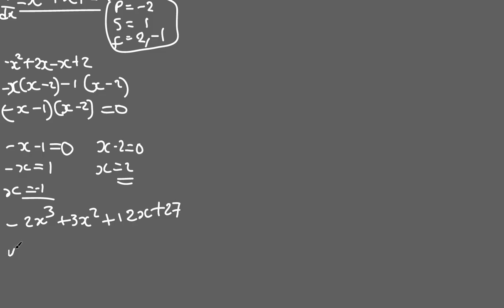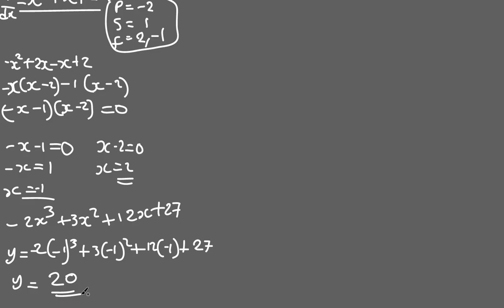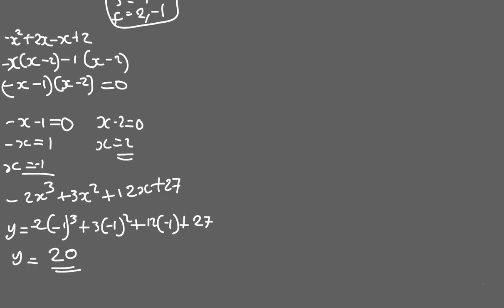Then we can say y is equal to -2. So here where there is x, we fuse in -1. Everywhere we find that, we fuse in -1. That's how we move. Plus 12 times -1, plus 27. So y is equal to, when you fuse in -1 where there is x, you get 20. Once you punch it in your calculator, you realize that what you get there is actually 20 as your value.